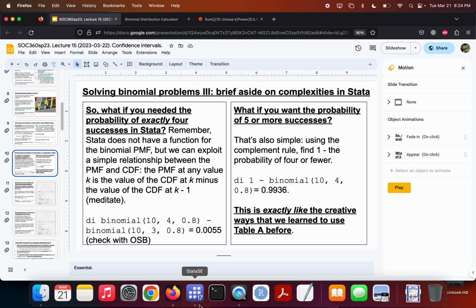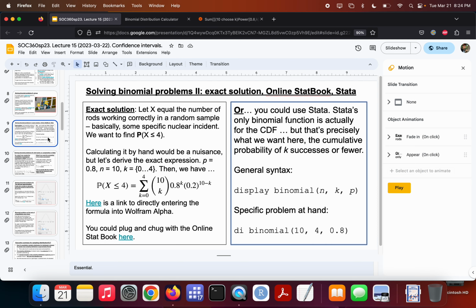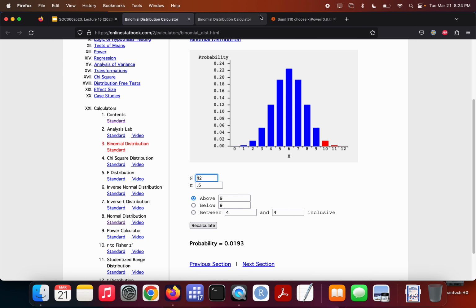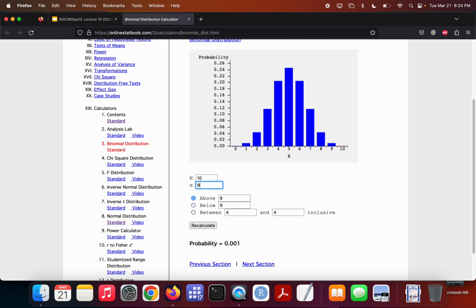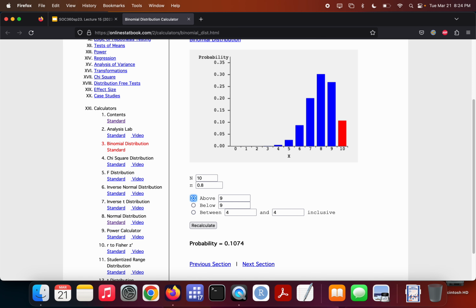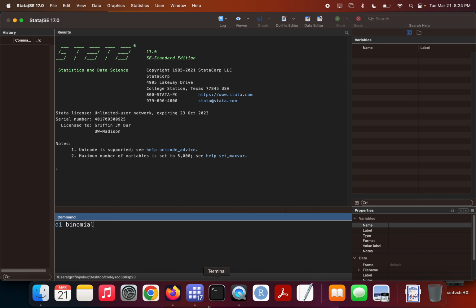Why don't we briefly look first, and I'm going to start a fresh Stata session here. Let's briefly look at the online stat book, and let's see if we can calculate it exactly. We'll delete these other windows too. So we'll have 10 here, probability of 0.8, and then between, we can just say 4 and 4. And we should get the answer 0.0055, or about a 0.5% chance. Let's pull up Stata. And we'll say display binomial(10,4,0.8) minus binomial(10,3,0.8). And then we'll look at the answers, and we see that we get the exact same thing, which is reassuring.